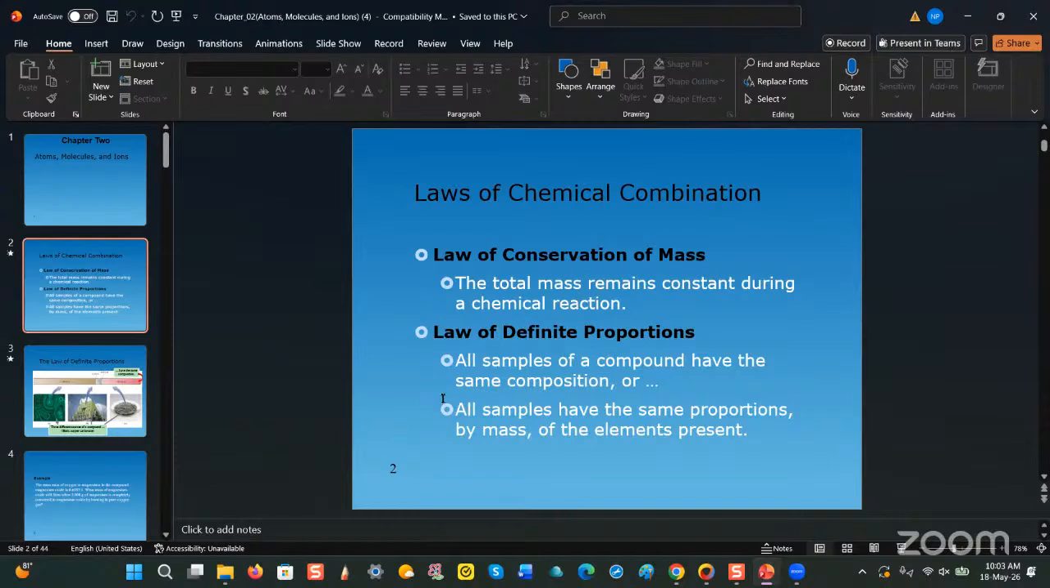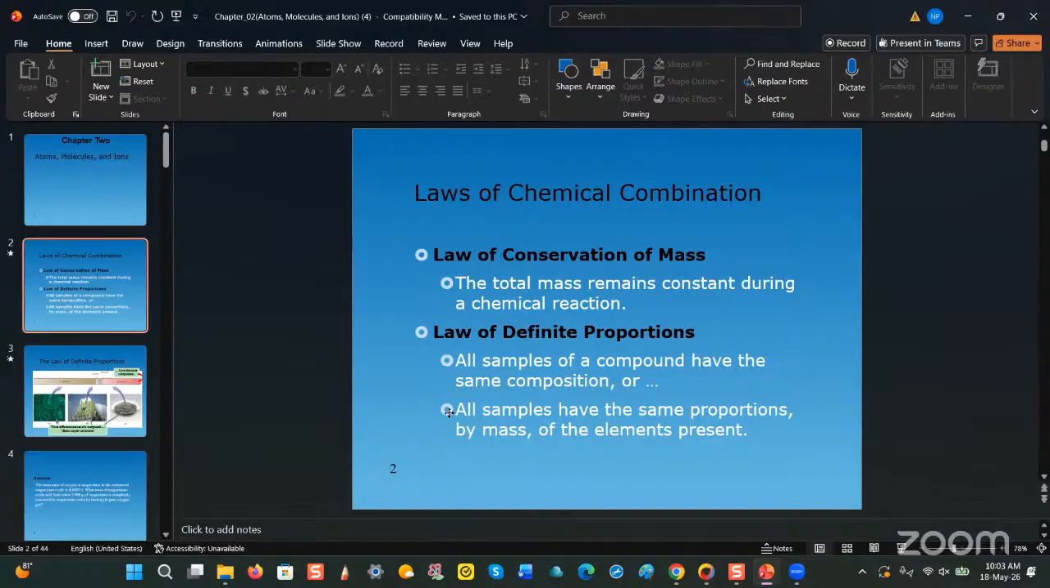But before we do that, let me talk about another law, which is called the law of definite proportions, which says that all samples of a compound have the same composition. Another way of stating it is that all samples have the same proportions by mass of the elements present, right? So basically, if you have a compound and you break it down into its constituent elements, and you look at the percentages, then those percentages will be fixed for that same compound, all right?